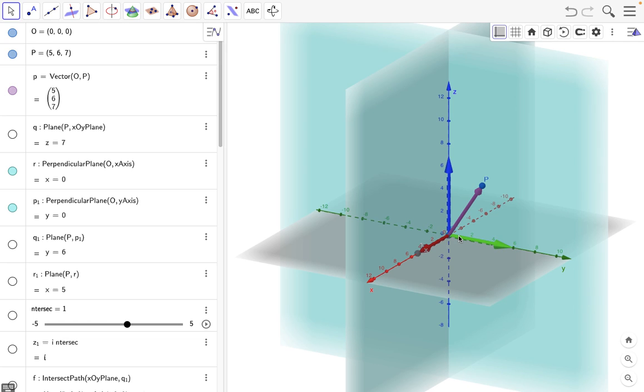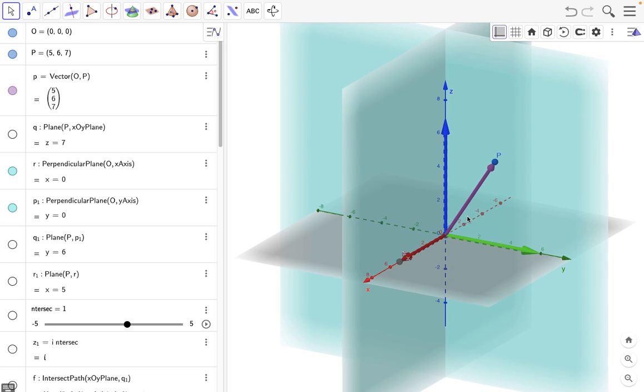I hope you have understood that. You see, here this is the vector, and this is point O, that is the origin of the coordinate system, and this is the point P, that is the tip of the vector. You have three directions here. Red is denoting the x direction, green is denoting the y direction, and blue is denoting the z direction, as you can see.